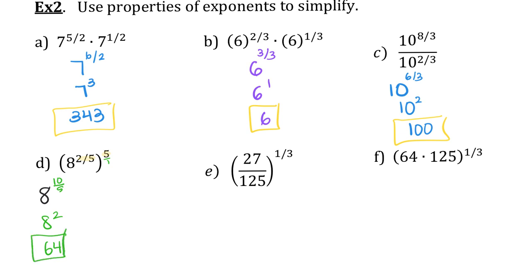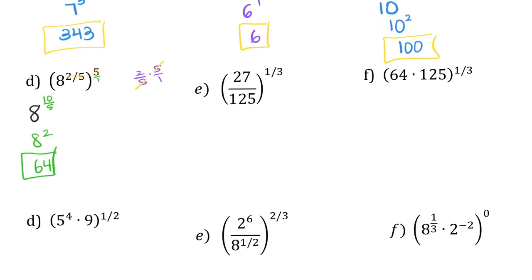Some people like to cross cancel, which is also fine. If I do 2/5 times 5, some people go, okay, well, if there's a 5 on the top and bottom, it's going to cancel right away. And then it goes 8 to the 2nd, and I still get 64. So if it's convenient, go ahead and cross cancel. If not, you can always multiply it out.